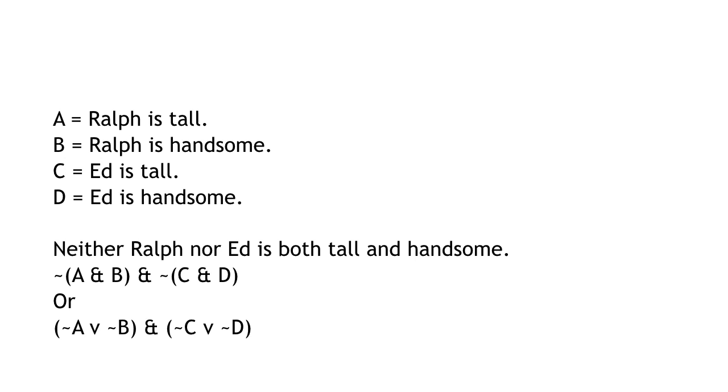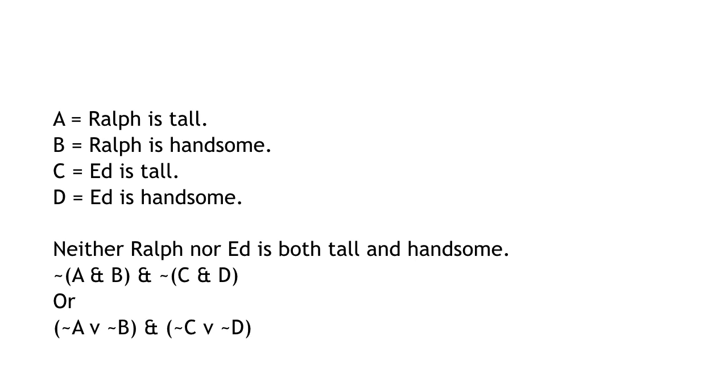So, first one, A and B would say Ralph is tall and Ralph is handsome. Well, not (A and B) says it's not the case that both of these are true, which is what our statement says, right? Then we have an and here. The second part, not (C and D), just says it's not the case that Ed is tall and Ed is handsome.